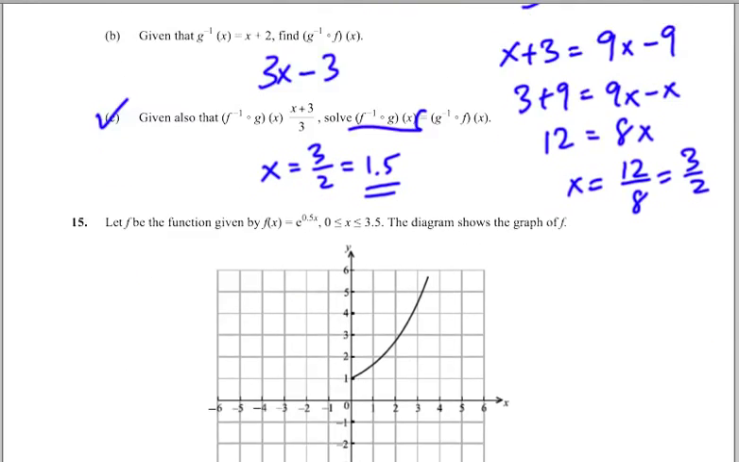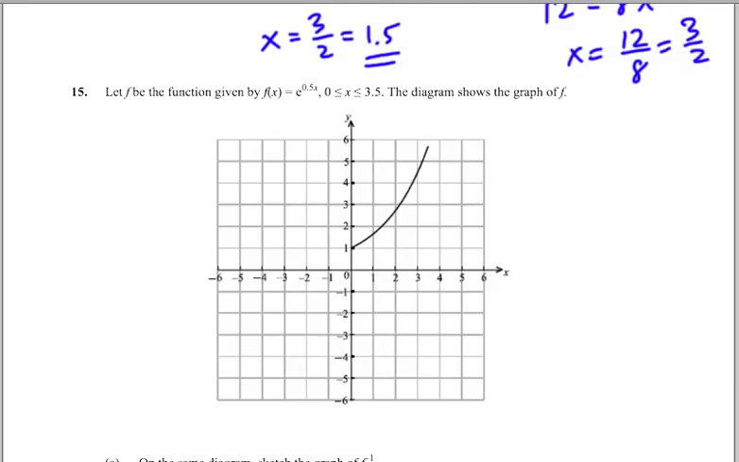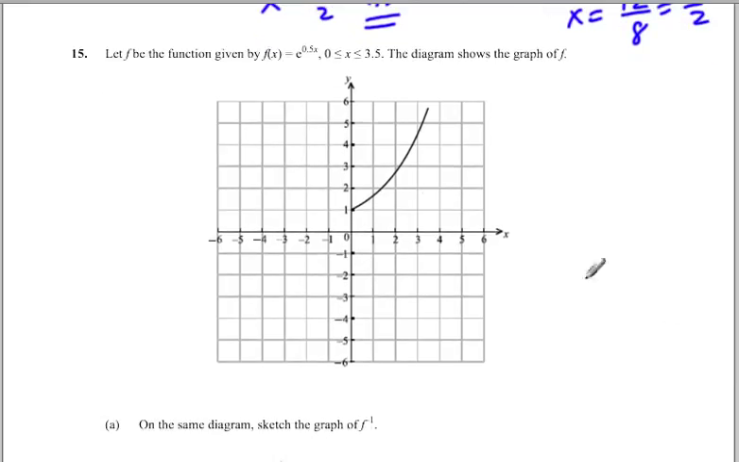Now let's go to number 15. Let f be this function, from 0 to 3.5, as this diagram shows. You may have never seen this function before, but that's okay. The beauty of this question is that they've given us the graph, so we don't even need to know what this function is, unless the question really requires us to, but this question won't.